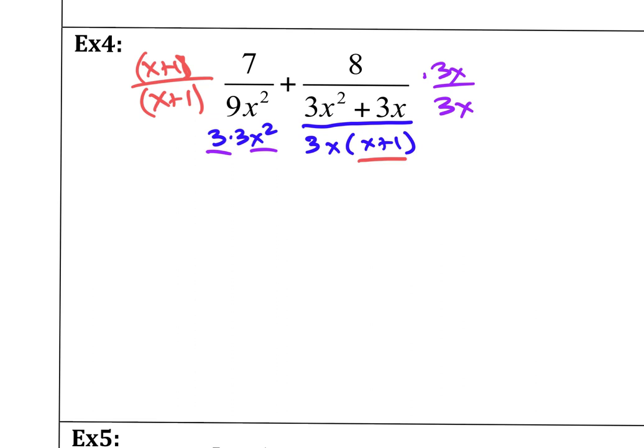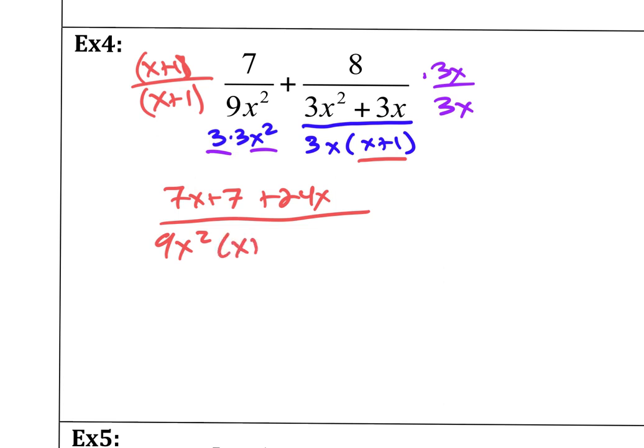So we have a 7x plus 7 plus 24x. And then again, for my denominator, I'm not going to multiply it all together. We're going to leave it kind of as is. But I'm going to at least multiply this to be a 9x squared times an x plus 1. And then I can group together or combine my terms. We're going to get a 31x plus 7 over a 9x squared times x plus 1.